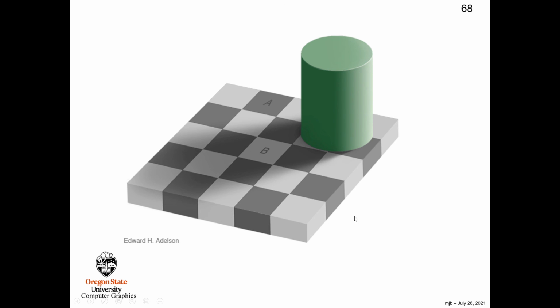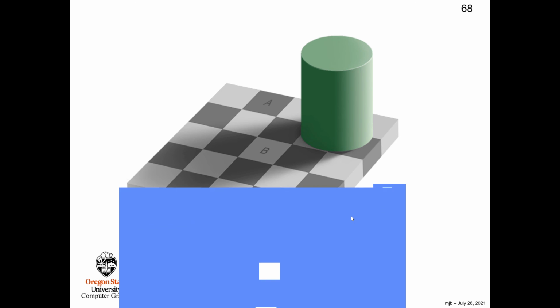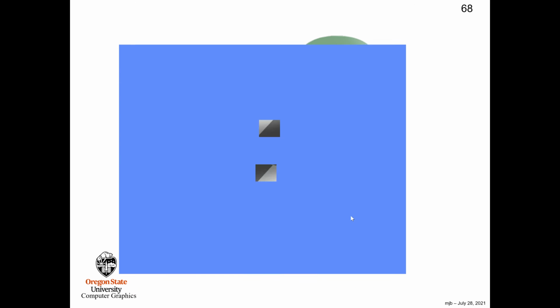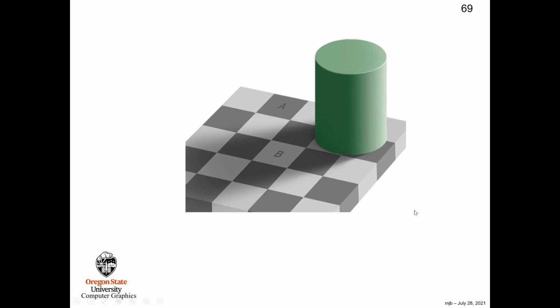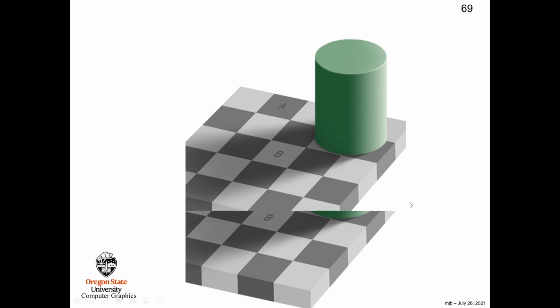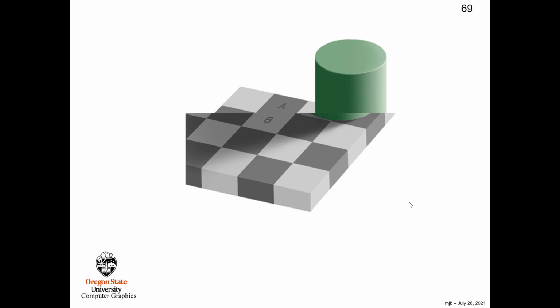Okay, let's run an experiment. So I'm going to isolate just those squares. Here we go. Uh-oh. Yes, they really are the same color. Let's look at a different way of looking at it. Again, I'm going to isolate them. Yep, the B's are equal, and the A's are equal as well. Play that back and forth. It'll still drive you crazy.